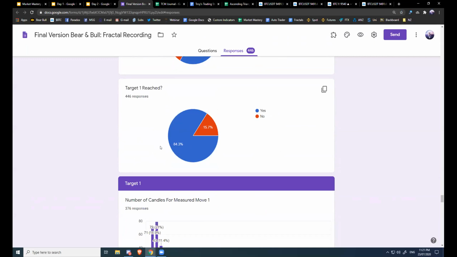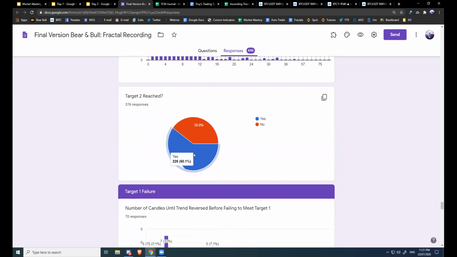If target one is going to hit, as long as you take the specific setup, 84% of the time it'll also hit your target. So not only will the trade play out in the direction you want it to, it'll actually hit your target 84% of the time as well. And then target two as well. So this kind of information could tell you, okay, we should probably take most off at target one, and then let a bit run to target two.